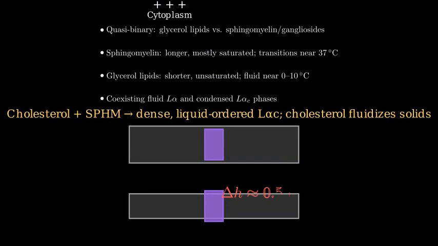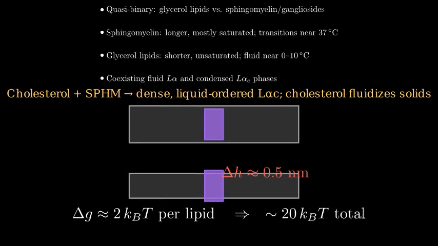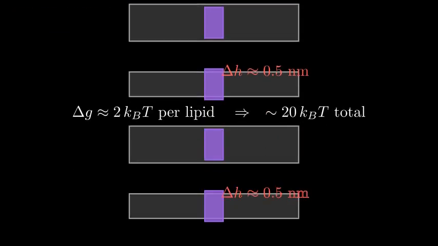Hydrophobic matching can sort proteins between organelles. Consider two bilayers of different hydrophobic thickness, like plasma membrane and Golgi. A protein has a fixed hydrophobic length. If the mismatch is about plus or minus 0.5 nanometers, Monte Carlo studies estimate an insertion cost near 2 kBT per lipid, and around 20 kBT in total for some proteins such as band 3. At equilibrium, a shell of roughly 30 length-adapted lipids accumulates around the protein. This favors partitioning into domains or organelles with a better thickness match.